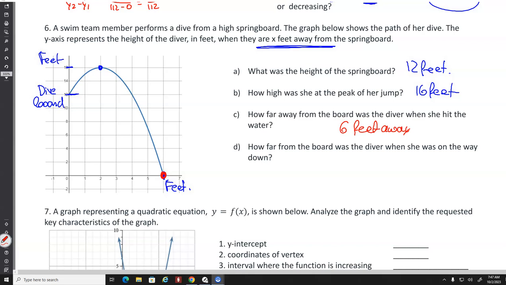And then the last question, how far from the board was the diver when she was on the way down? So this would be decreasing, when she started decreasing. She went up here, and then at this point, that's when she started going down. So at her high peak, that's 2 feet away from the board.